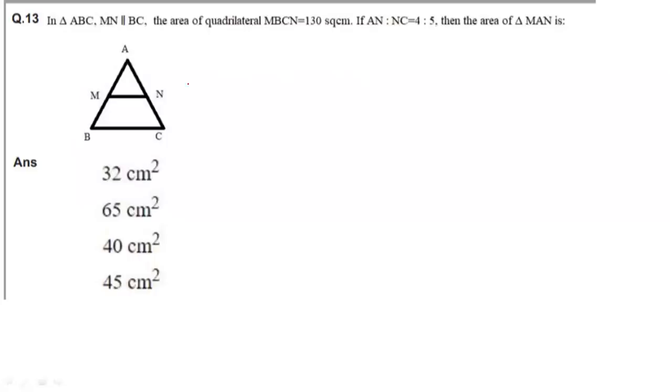Now he's saying MN is parallel to BC. MN and BC are parallel. This quadrilateral area is 130. AN is to NC is 4:5, so 4:9 will be the corresponding side ratio. Areas will be in the ratio of 16:81. So this small triangle is 16 and this quadrilateral is 65. This 65 units is given equal to 130, so each unit is 2. Here 16 units are there, so 16 times 2, which is 32, will be the area of the triangle. Now let's see the next question.